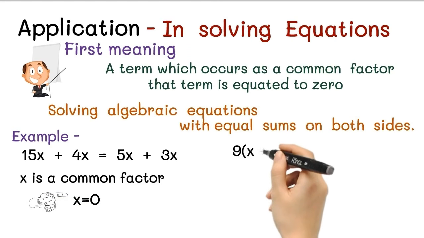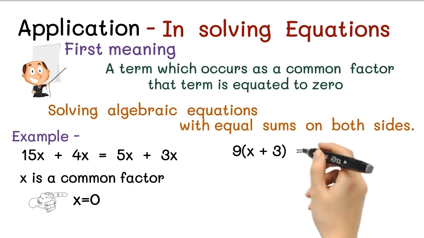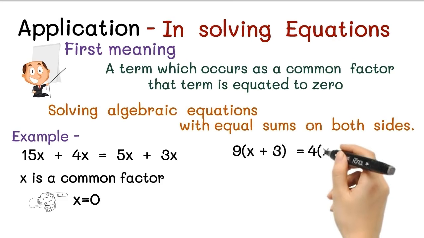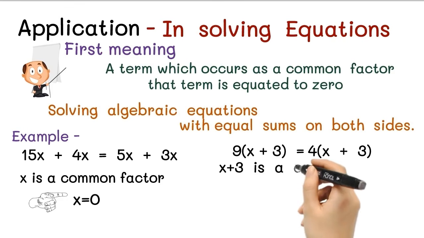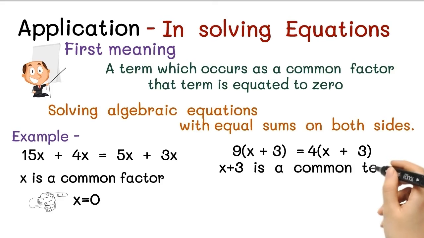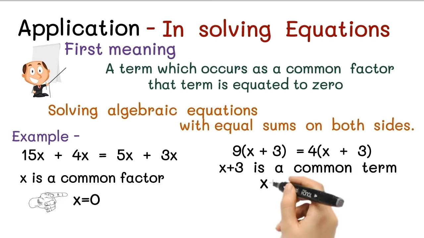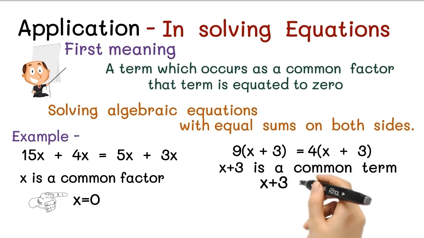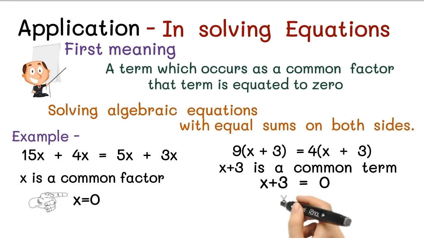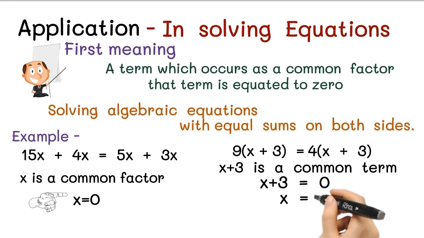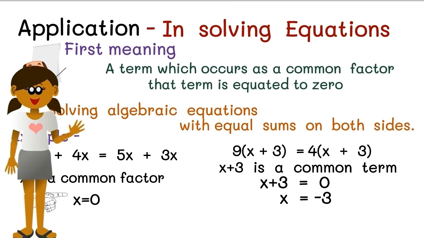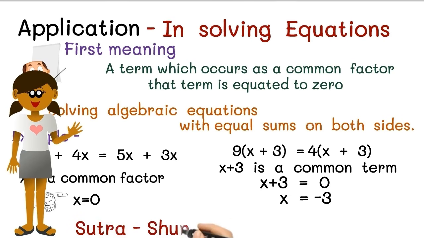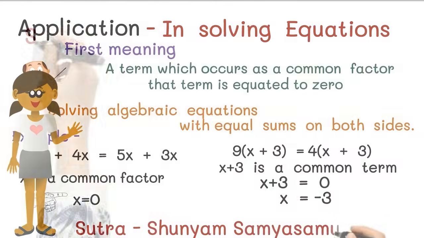Second example is 9(x plus 3) equals 4(x plus 3). Here you can see x plus 3 is a common term on both sides. So, we can equate x plus 3 with 0. So, we'll get x is equal to minus 3. And in this way, we can solve these equations by using Shunyam Samya Samuchchaya Sutra.